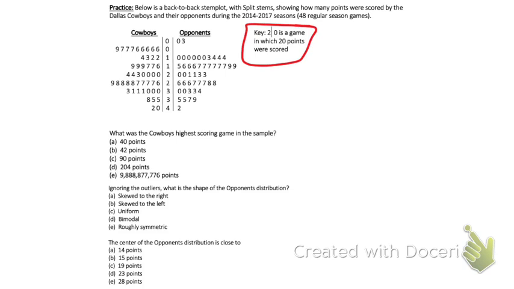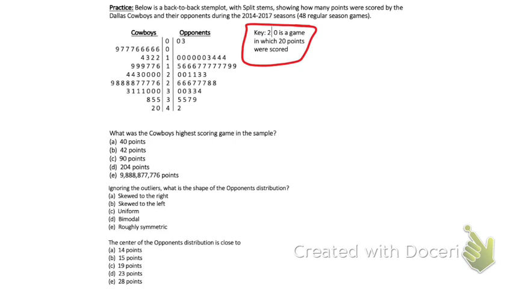Now, what is the center of the opponent's distribution? What is it close to? You can do the whole marking off thing. So we've got 10 and 10 and 10. All right, what do you think? 19. I would agree. Do you guys have any questions on how to read a back-to-back stem plot? It's easy, right? Here is where the challenge is.